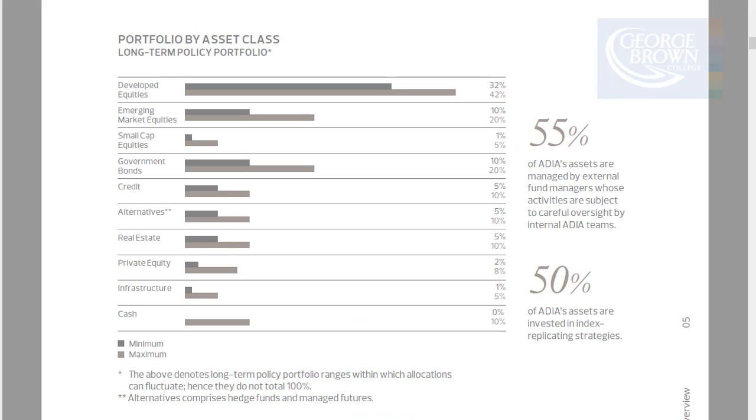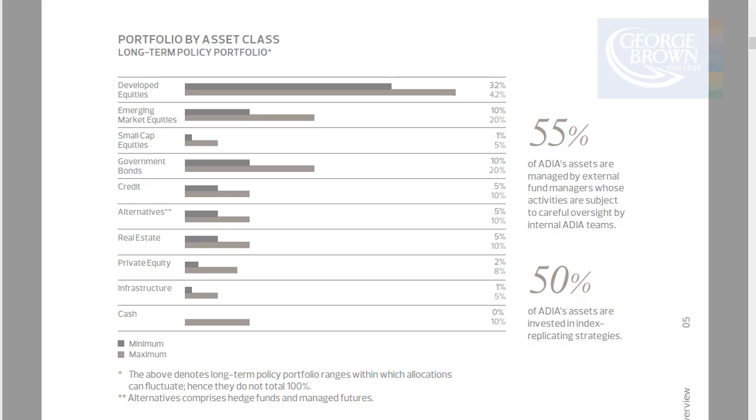Then here, as I said, the Abu Dhabi Investment Authority, they're not going to release their assets under management, but they give you their guidelines for their portfolio by asset class, okay? So you can see here, here's their portfolio by asset class. This is their long-term policy portfolio, and the asset classes are developed equities, emerging market equities, small cap equities, so those are stocks. You can see the ranges. So for the developed equities, the policy range is from a low of 32% to 42%. Emerging market equities making up 10% of the portfolio to 20. Small cap equities from 1 to 5.